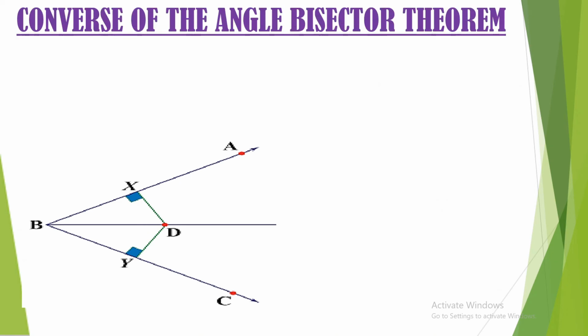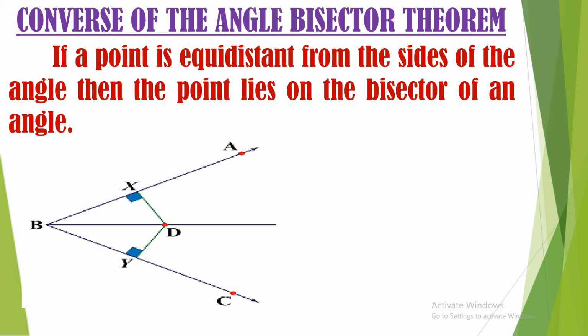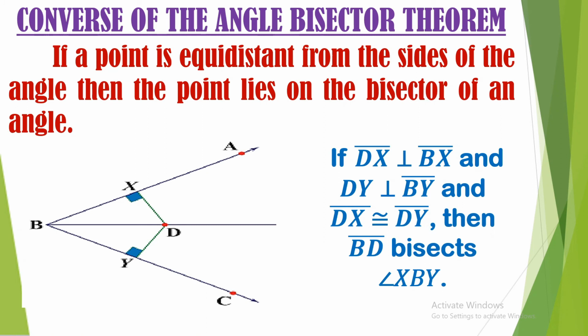Now we have the converse of the angle bisector theorem. If a point is equidistant from the sides of the angle, then the point lies on the bisector of an angle. So on this figure, segment DX is perpendicular to segment BX and segment DY is perpendicular to segment BY. And segment DX is congruent to segment DY. Then, segment BD bisects angle XBY.